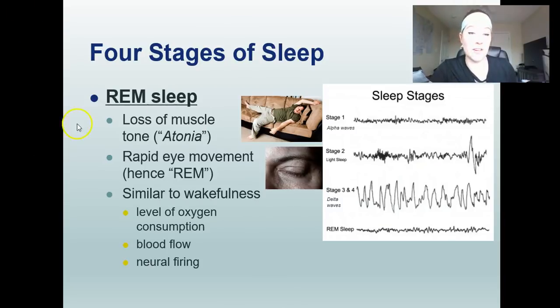Additionally, it's similar to wakefulness. As you can see here, the waves are very similar to these stage 1 waves. In addition, if we have someone in REM sleep in an fMRI, we see that they have similar amounts of oxygen consumption occurring in their brain. So it's as though they're awake, but they're not. Same thing with blood flow, same thing with neural firing. So if you ask yourself during which stage people might have most of their dreams, you can imagine it would be REM sleep, right? Because it's already primed for work, essentially.